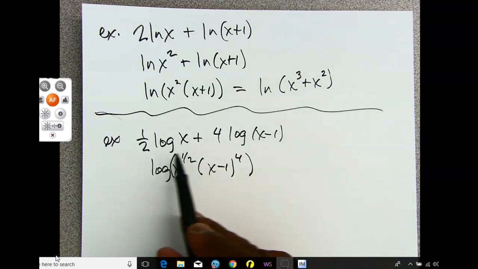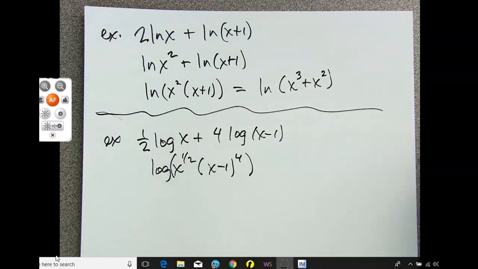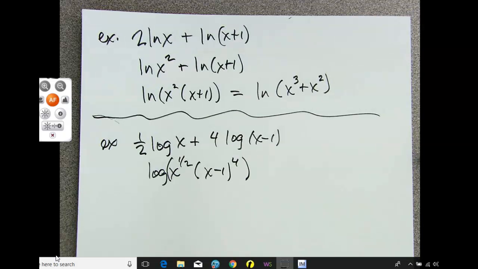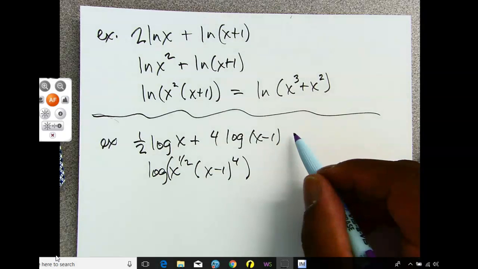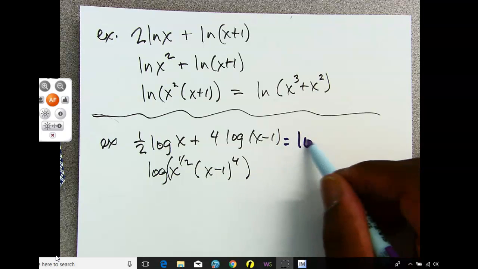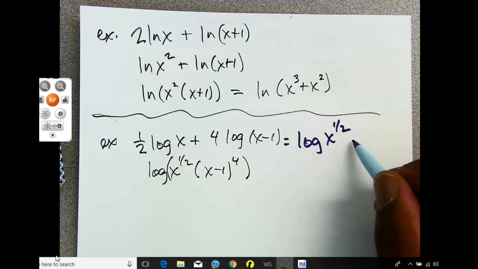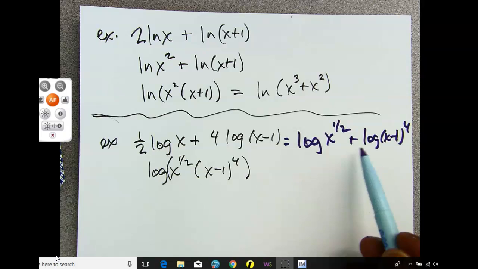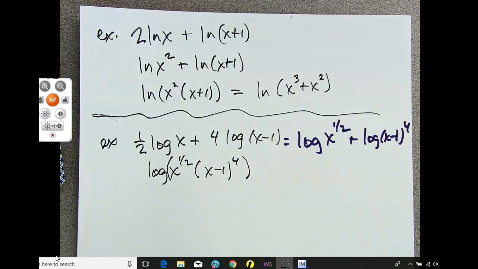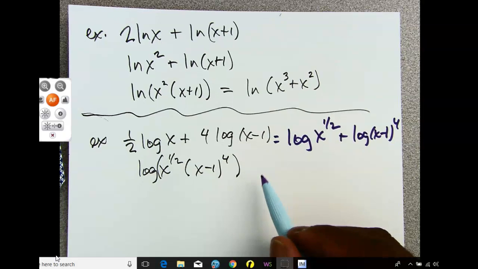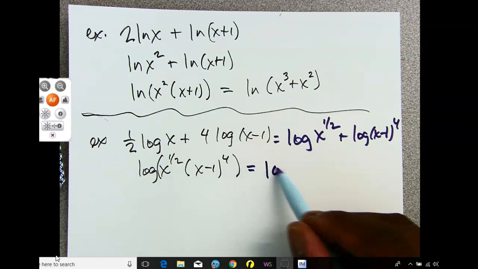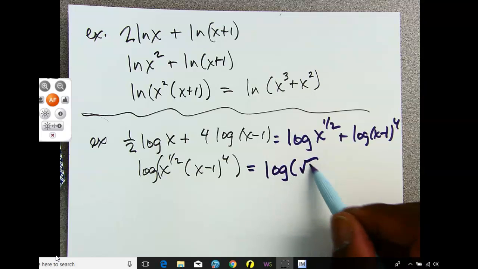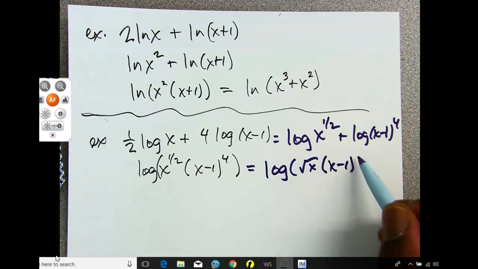So it seems like what Christian did, and correct me if I'm wrong, is he did everything in his head at once, or did you just give me the final answer? Or did you do a step by step? Okay. So log of x to the 1/2 plus log of x minus 1 to the fourth. Then from here, we're able to go there. And if you were to see this probably on a quiz or a test, multiple choice, you would more than likely see it written as log of square root of x and then times x minus 1 to the fourth.